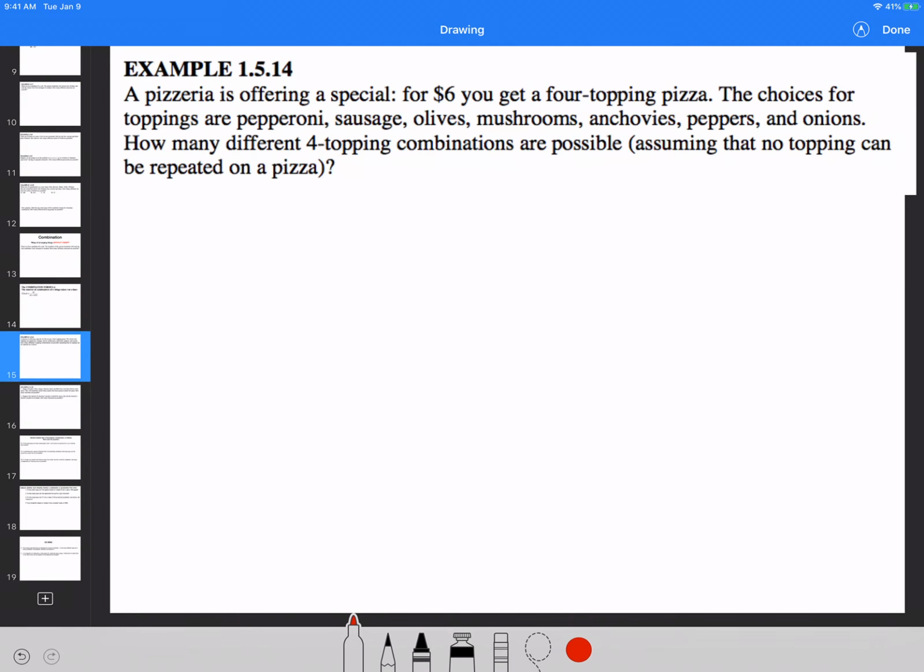Okay, so let's take a look at one more example. A pizzeria is offering a special for you. For $6, you get a 4-topping pizza. The choices of the toppings are pepperoni, sausage, olives, mushrooms, anchovies, peppers, and onions. So that's 1, 2, 3, 4, 5, 6, 7. 7 different toppings to choose from. How many different 4-topping combinations are possible, assuming that no topping can be repeated?